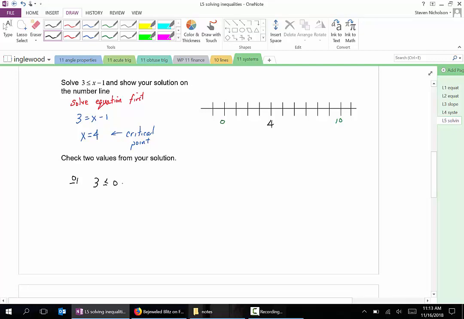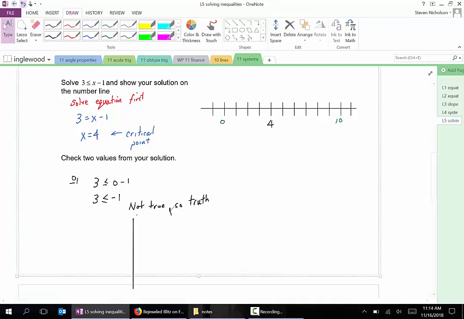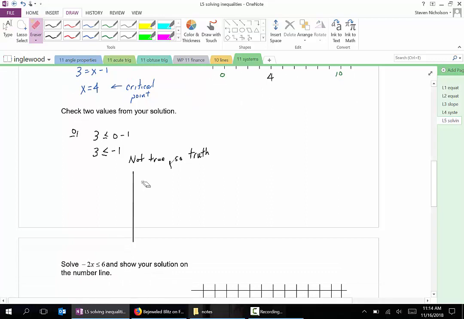And here's all I mean. Is 3 less than or equal to 0 minus 1? Is 3 less than or equal to -1? And in fact, this is not true. 3 is greater than -1. So this is not true, and automatically, the truth is not here. And if the truth isn't on this side, the truth has to be on the other side.